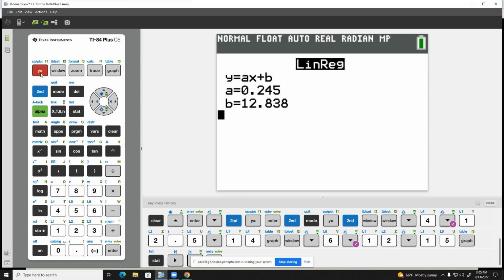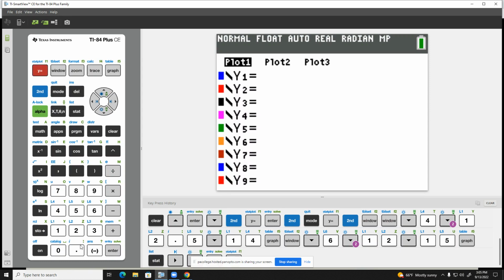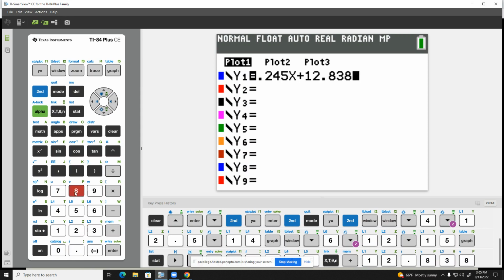So I'm going to go to my y equals, and I'm going to type this in. So 0.245x plus 12.838. And I'm going to hit graph.